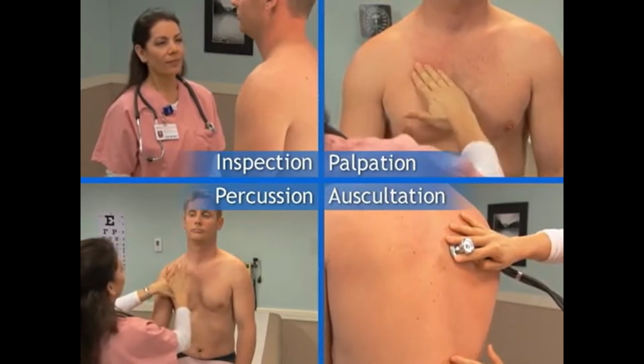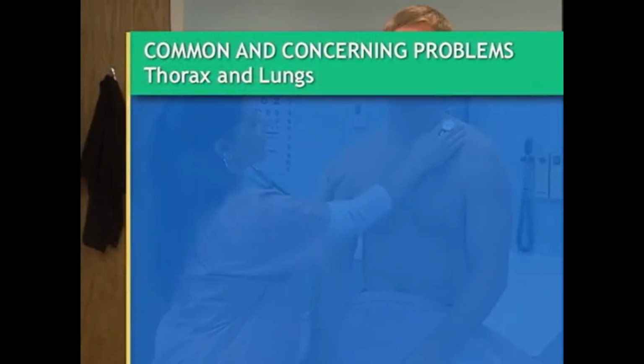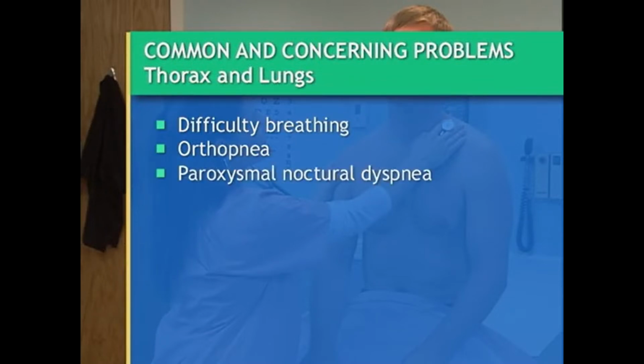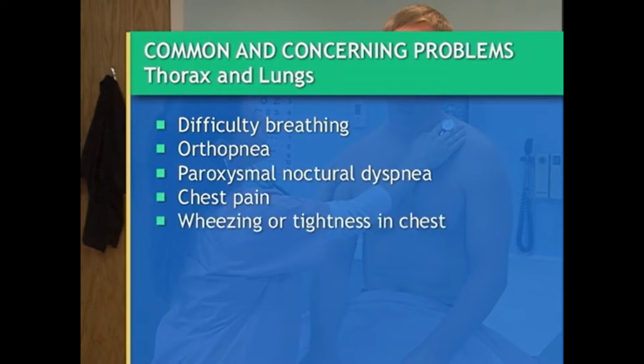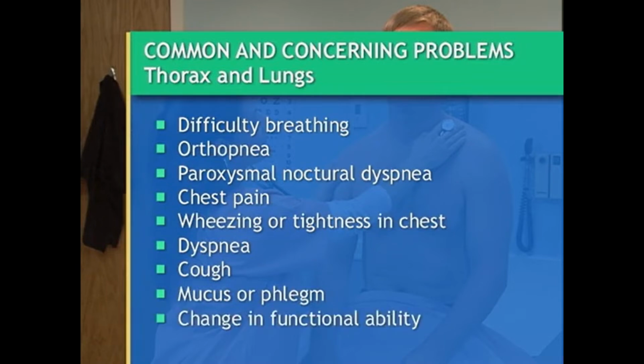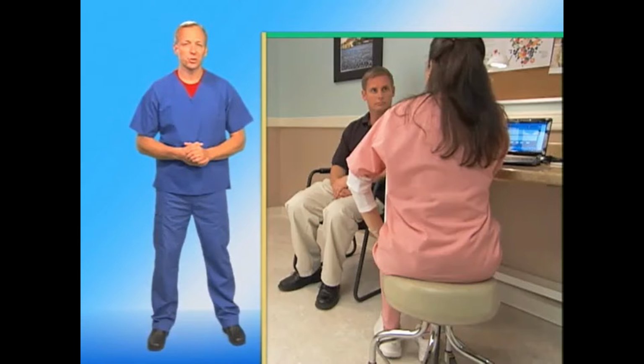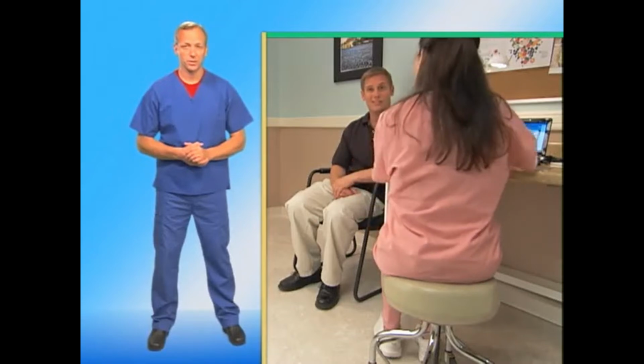Common and concerning problems of the thorax and lungs include difficulty breathing, orthopnea, paroxysmal nocturnal dyspnea, chest pain, wheezing or tightness in chest, dyspnea, cough, mucus or phlegm, and change in functional ability. It is important to ask your client about each of these concerns. Whenever the client indicates a positive response, use effective communication techniques to gather more detailed information.